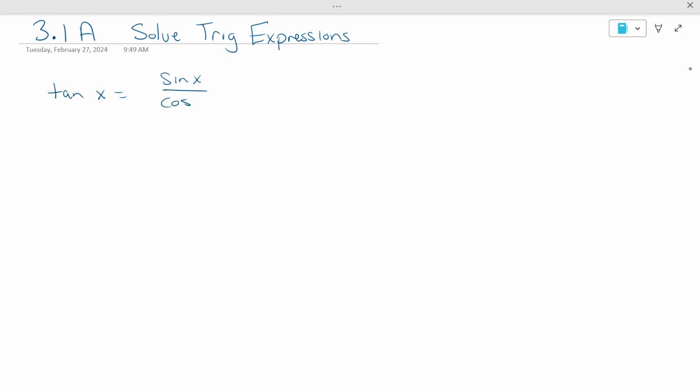over the cosine of x, which is something that hopefully you knew going into today. You need to know that the cotangent of x is equal to the cosine of x over the sine of x. You also need to know that the tangent of x is also equal to 1 over the cotangent of x. And the cotangent of x is equal to 1 over the tangent of x.